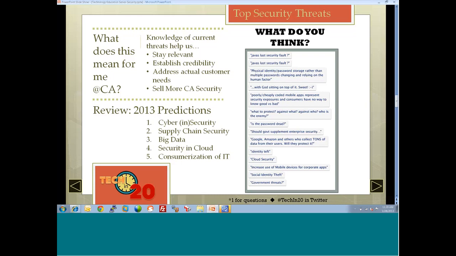Java is the last security fault. We got some Java lovers up here that say Java is the last security fault. The last security fault was about 30 minutes back. Now there's a new one out there.